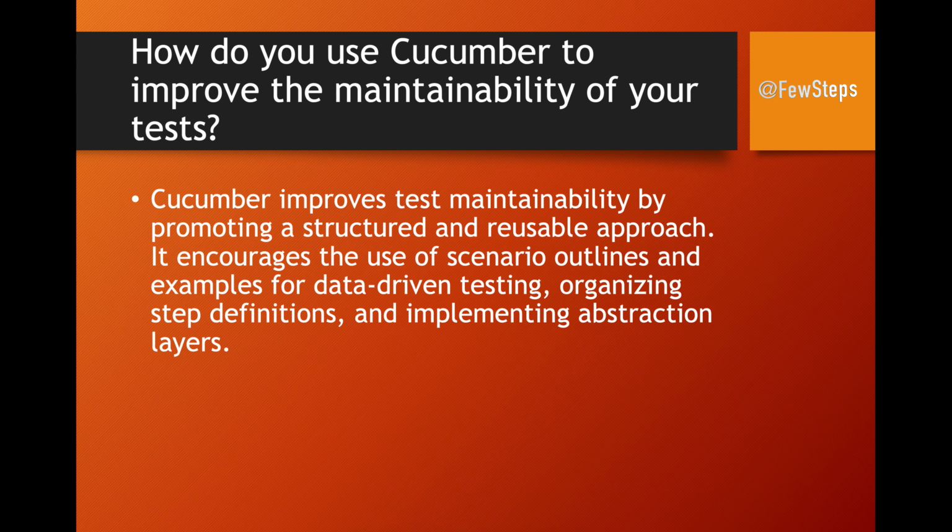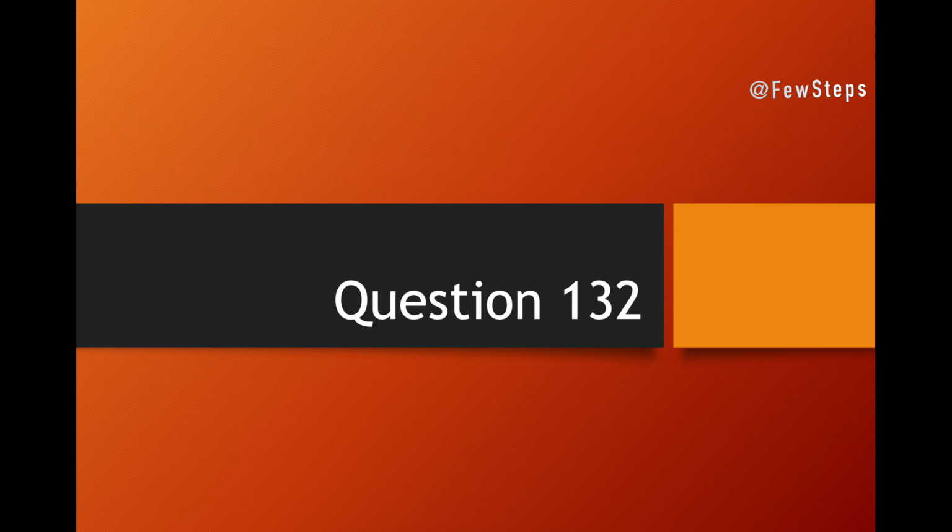Question 131. How do you use Cucumber to improve the maintainability of your tests? Cucumber improves test maintainability by promoting a structured and reusable approach. It encourages the use of scenario outlines and examples for data-driven testing, organizing step definitions, and implementing abstraction layers.